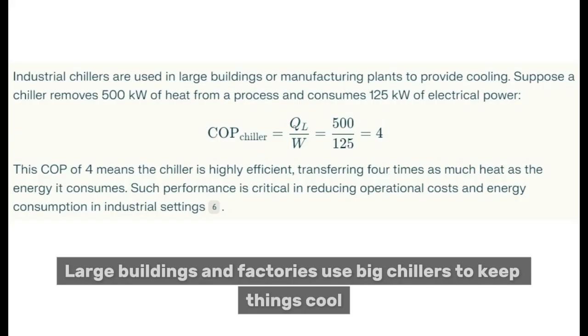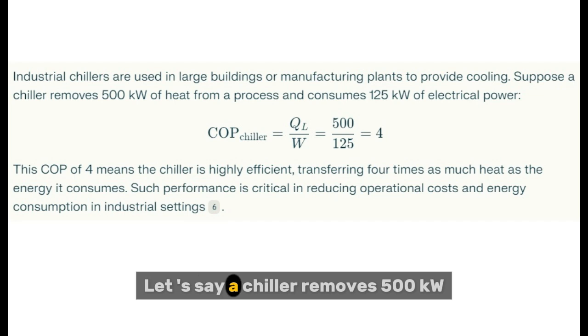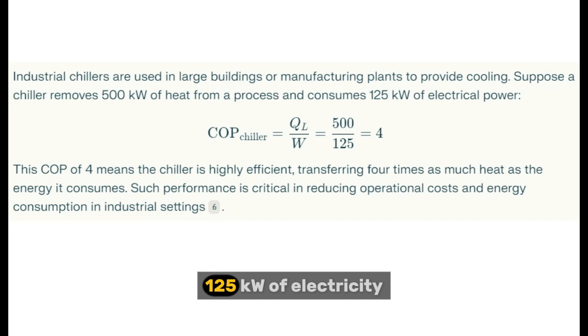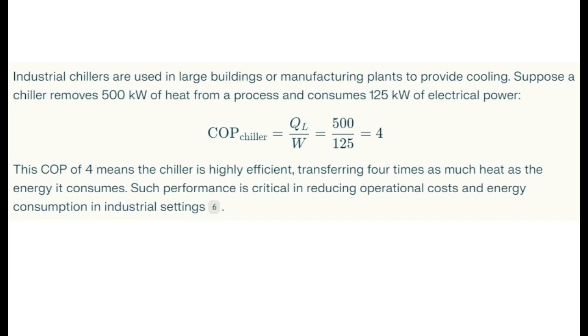Large buildings and factories use big chillers to keep things cool. Let's say a chiller removes 500 kilowatts of heat from a factory process and uses 125 kilowatts of electricity. COP equals QL divided by W equals 500 divided by 125 equals 4.